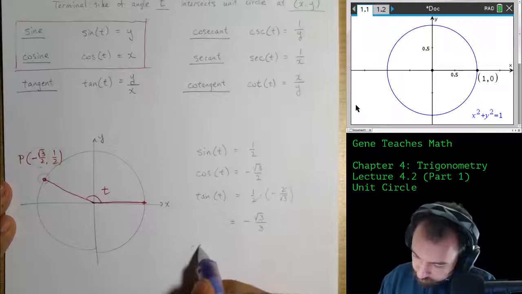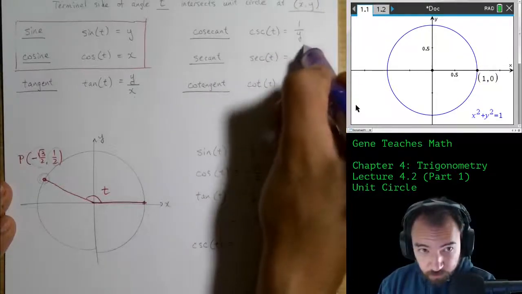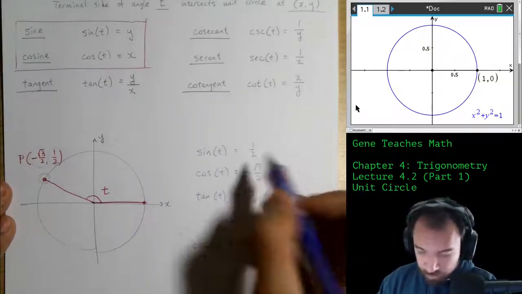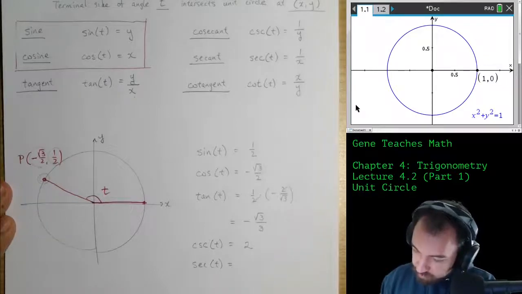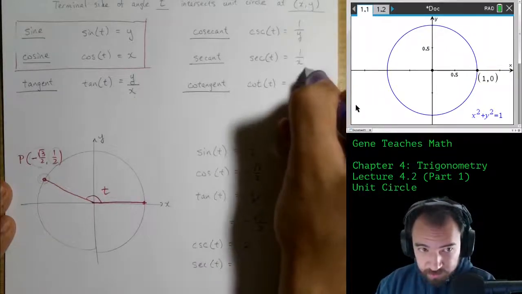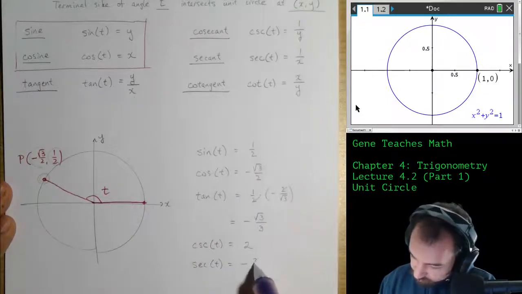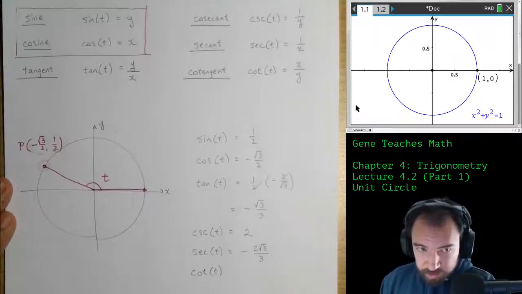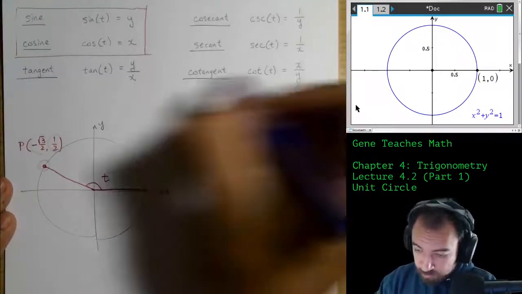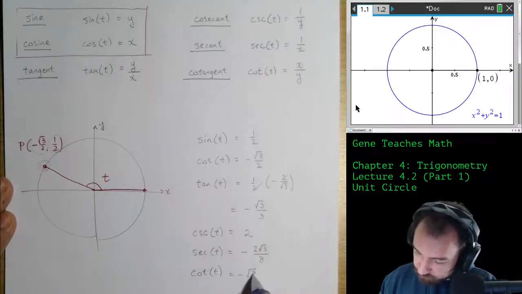If I want to know cosecant of this angle, then cosecant is 1 over the y-coordinate, so that would be 1 over 1/2, also known as 2. If I want secant of t, then this would be 1 over the x-coordinate, which is 1 over this value. Rationalizing gets me negative 2 root 3 over 3. And then finally, cotangent of t will be x over y, which is the reciprocal of tangent of t, and the reciprocal of this is simply negative root 3.